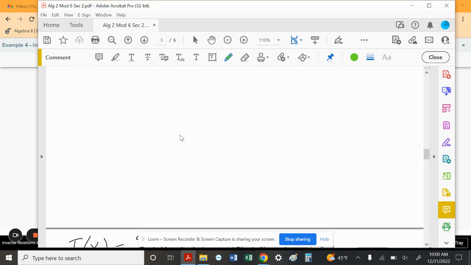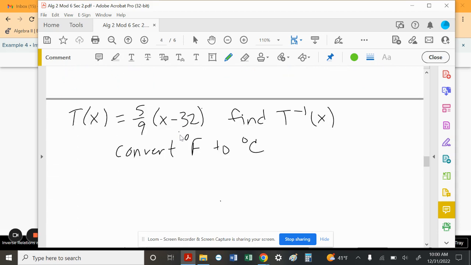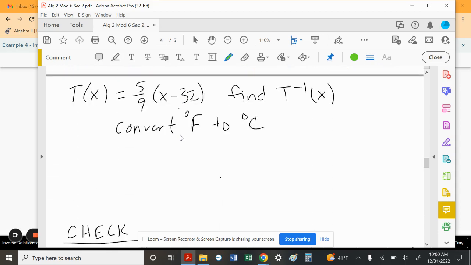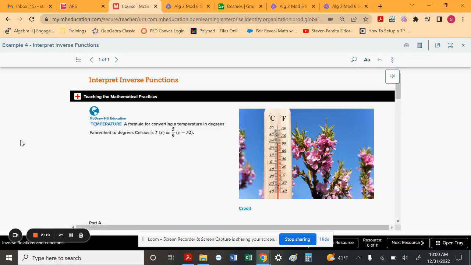The next thing that we're going to get into is an example, which is kind of a word problem. I like this example, and the reason why I like this example is because this makes sense. It'll make sense once we finish it up. So here is my function. You'll notice over here we have a function that converts from Fahrenheit to Celsius. What I want to do is find the inverse of this function.